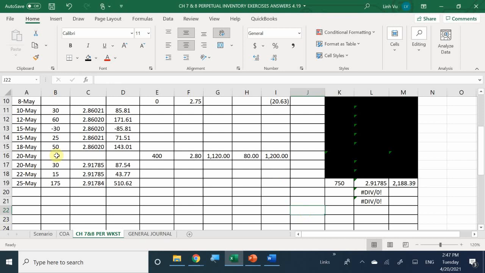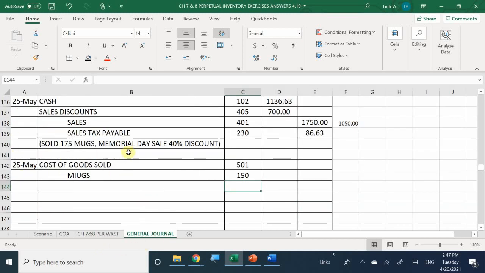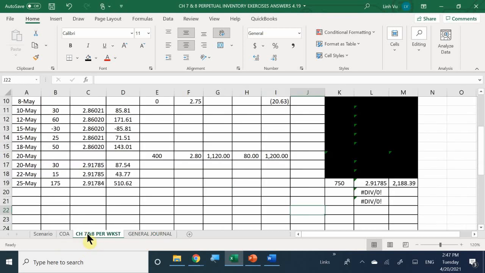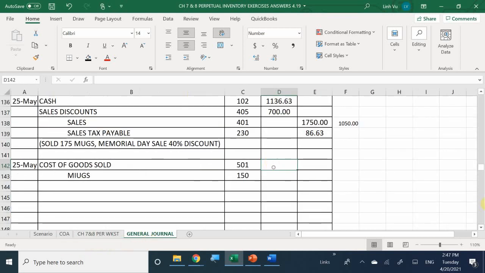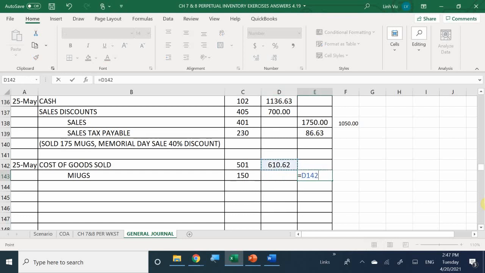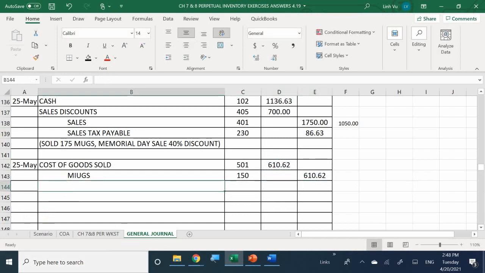So now we have the number that we're looking for, right? The 510.62. So that's how much it cost me to sell all 175 cups. So go ahead and write that in here. Oh my gosh, I forgot the number already. 510.62. And once again, I'm also going to make a note here that I sold 175 mugs.